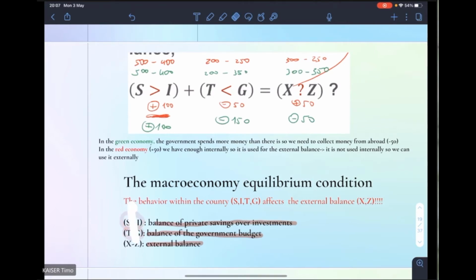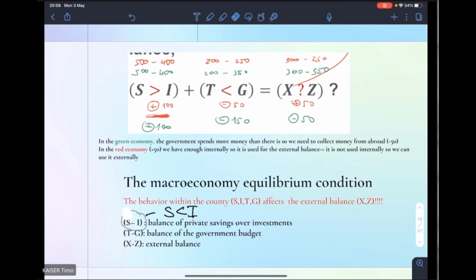Okay, so these are the three balances. How do we interpret these? So let's say this balance here is negative. It means that S is smaller than I, right? If savings is smaller than investment, the balance is negative. And this tells us that actually our savings cannot cover our investments.